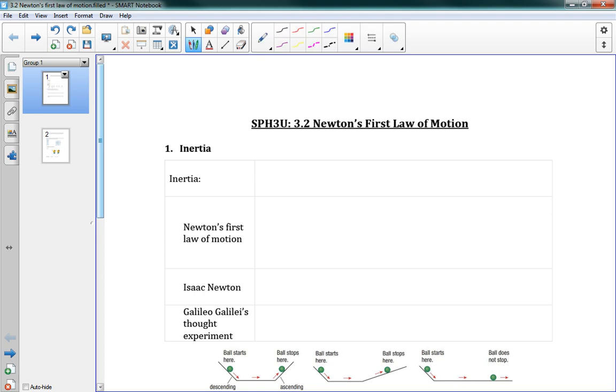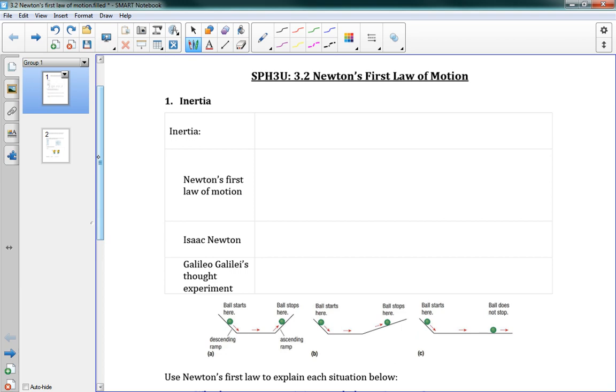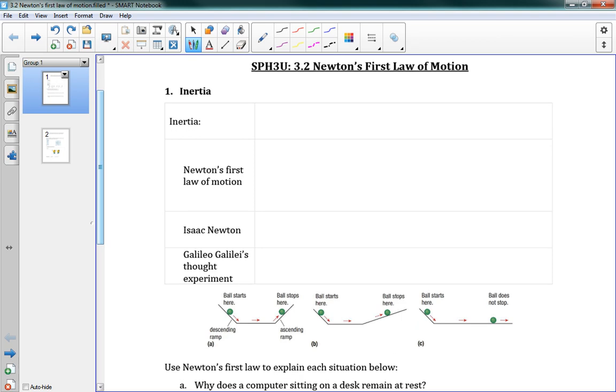And he came up with three laws that changed the way we understood physics. It changed the way we understood motion. And it really created this idea of forces. So here we go. The first one is all about an idea called inertia.